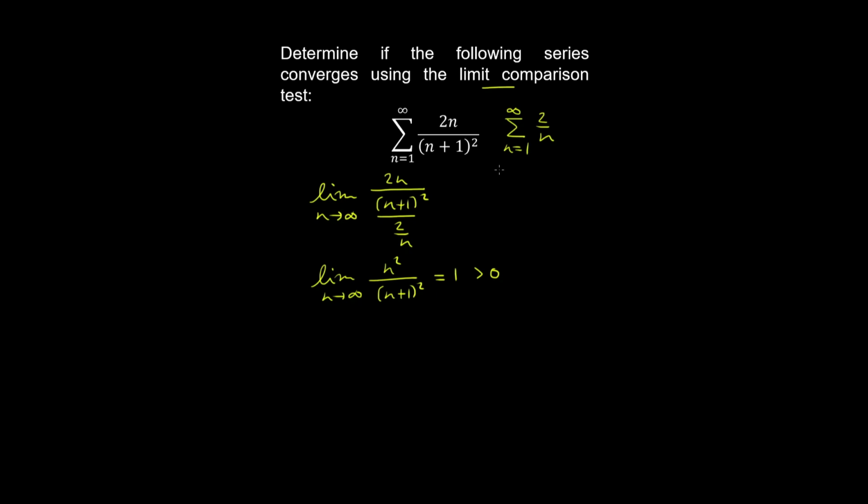which means that both series converge or diverge. So recognizing this series, by taking the constant out of the sum, well, this is a harmonic p-series with an exponent of 1. So we know that this diverges. And therefore, by the limit comparison test, this series also diverges.